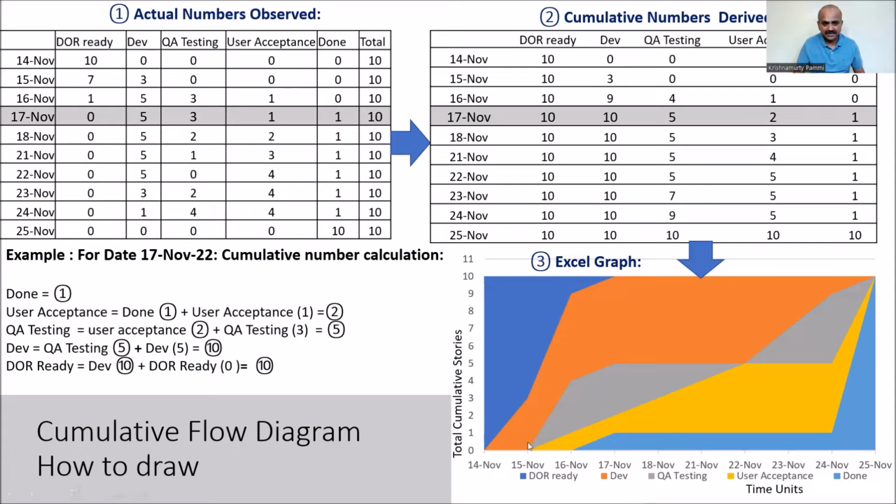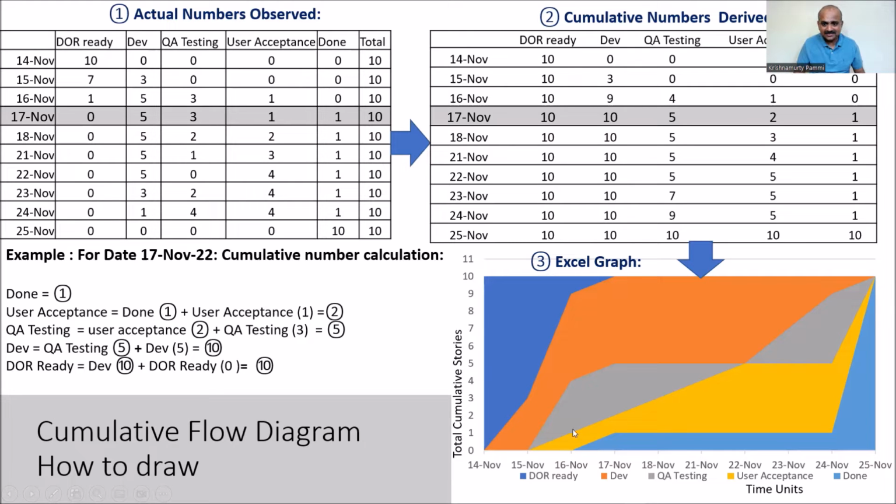16th November, I am repeating. One in user acceptance testing. So I'm repeating. Let us consider how it comes for 16th November. 0 done, so there is no light blue. 1 is in user acceptance testing. See here, 1 user acceptance testing.